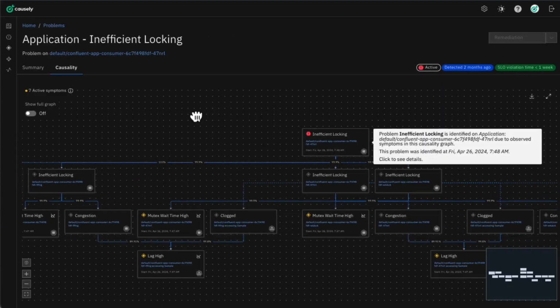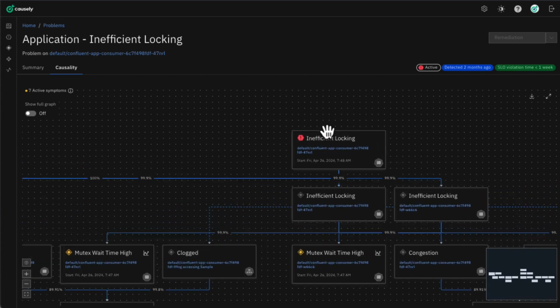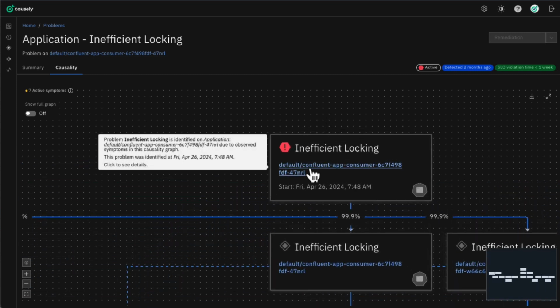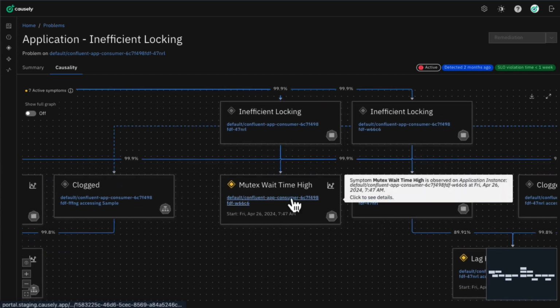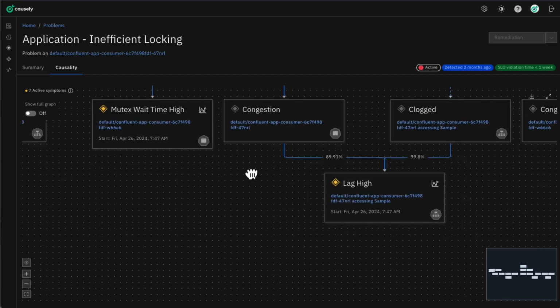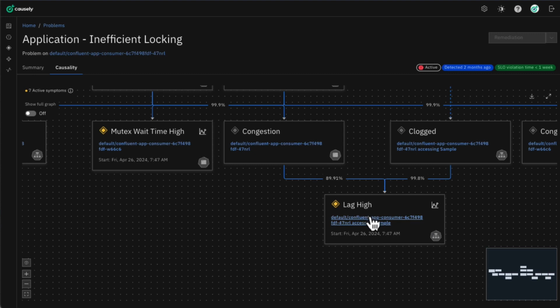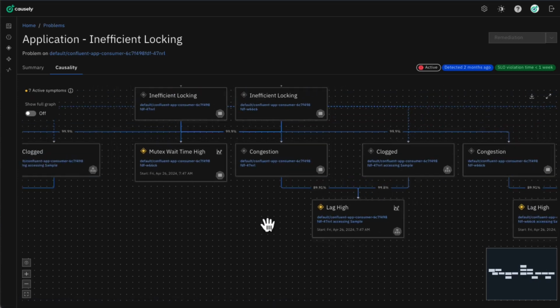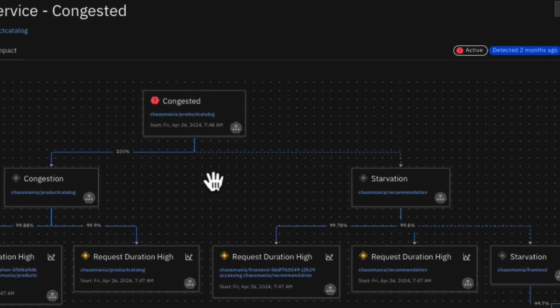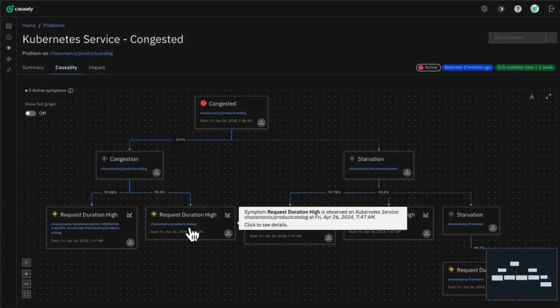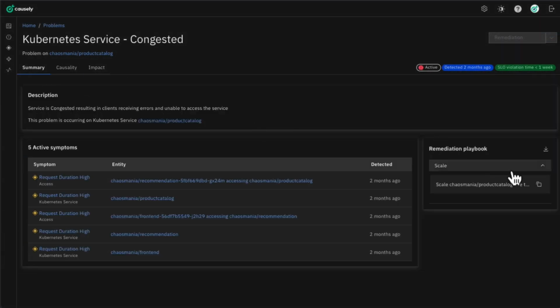In this causality chain view, you can dive into any of the problems. For example, here you can see Causal's identified an inefficient locking problem, which causes the mutex wait time to be extremely high for this application. It's not only affecting this application, but it's also causing high lag when accessing the sample topic that's running in Kafka. Now it's easy to know where the bottleneck is in your microservices. In this case, product catalog service is the bottleneck, caused by high request duration on its dependent services.